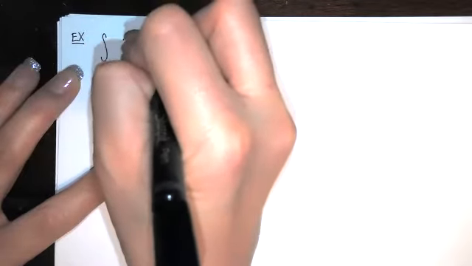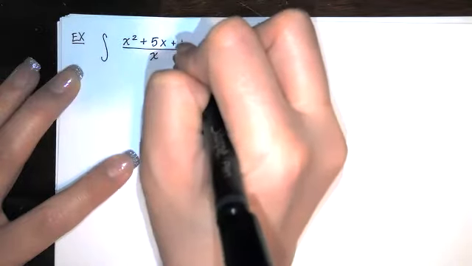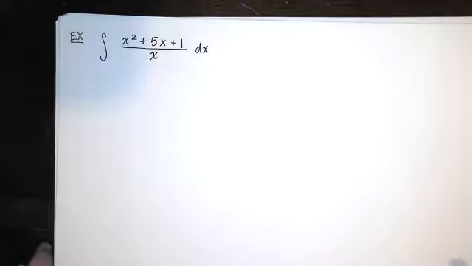Now, sometimes when you're faced with an integral, none of the rules work. So you look at the integrand. And you say to yourself, okay, let's take the antiderivative of this. Do I have a rule for that?